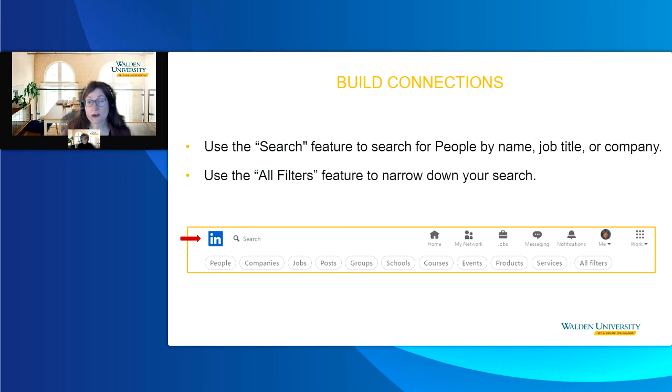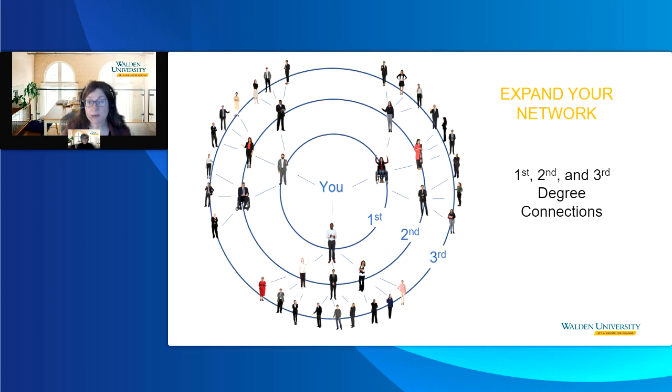And to expand your network, it is also very important to note that LinkedIn works by degrees of connections. The people you connect with directly, those are your first degree connections. The people connected to your first degree connections are called your second degree connections. And people connected to your second degree connections, of course, are your third degree connections. So, as you can see from this diagram here, your network will grow exponentially as you connect with more and more people.